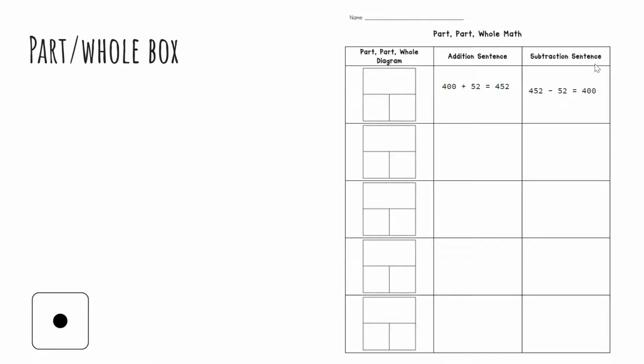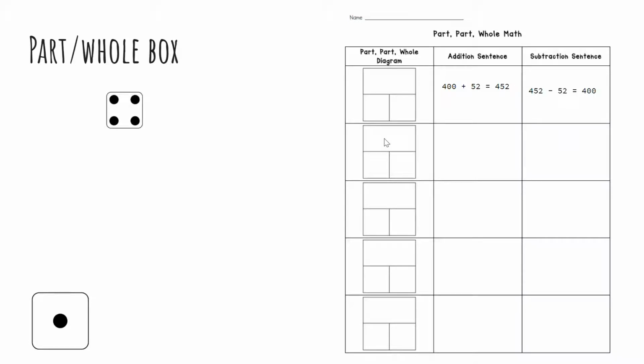Okay, now that you know what a part and whole box is, it's your turn to practice using it. On our Google Classroom, you will have a sheet that looks like this. If you can't print it off, that's okay. They are just squares. You can make them yourself. You can take a piece of paper and draw a part and whole box just like that. And we are going to practice making our addition sentences and subtraction sentences.